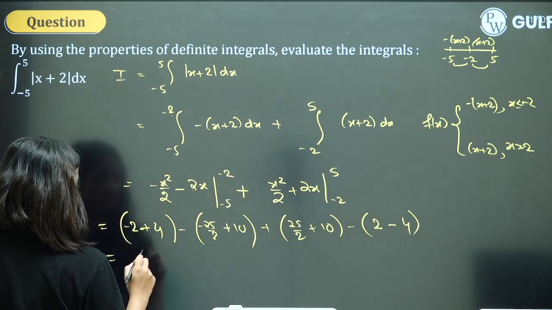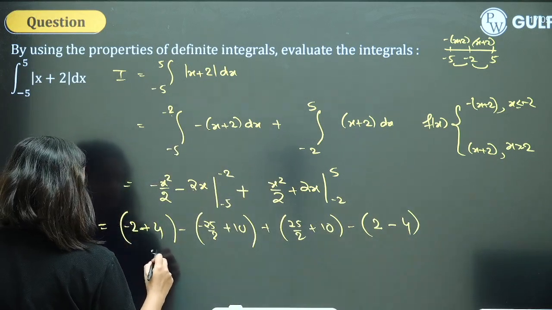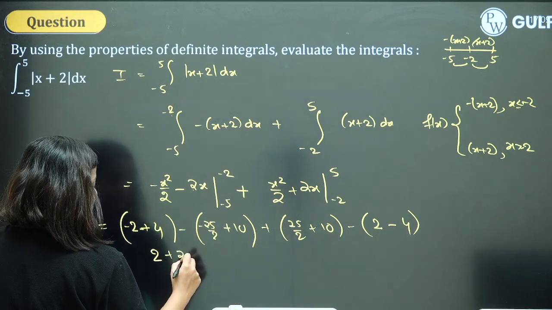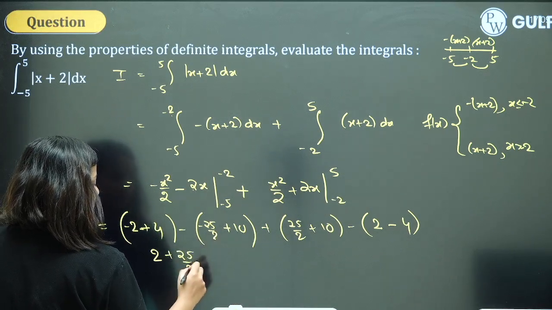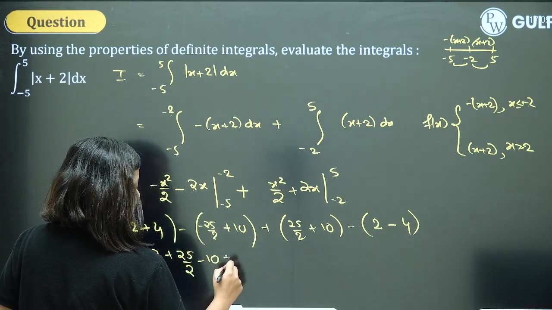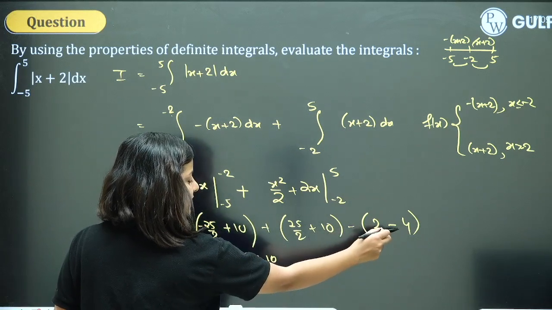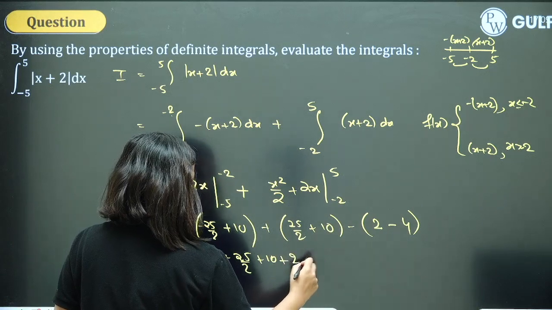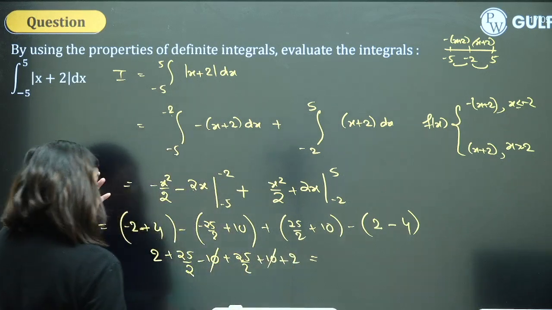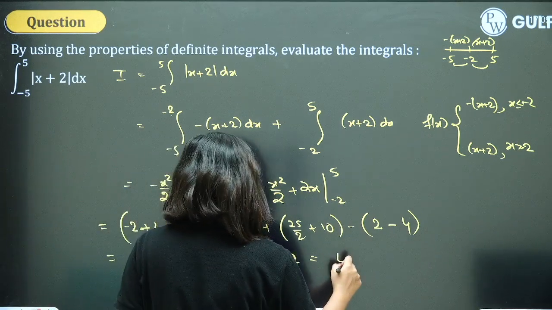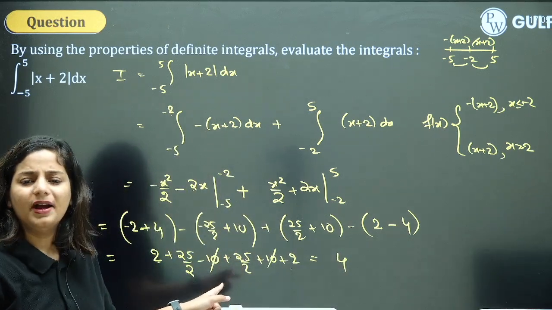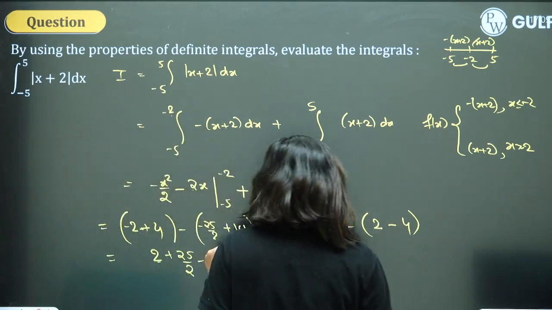Solve. Minus 2 plus 4 is how much? It's 2. Minus 10, plus 25 by 2, plus 10, and 2 minus 4 is minus 2, makes it plus 2. Well, minus 10 plus 10 cancels. 2 plus 2 is 4, and 25 by 2 plus 25 by 2 will be 25.